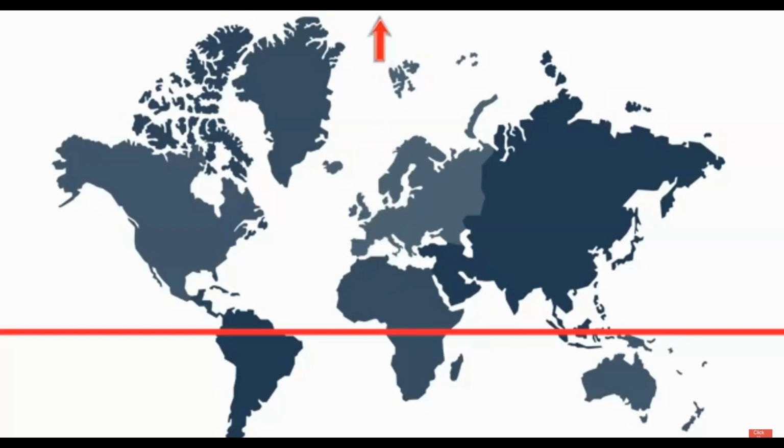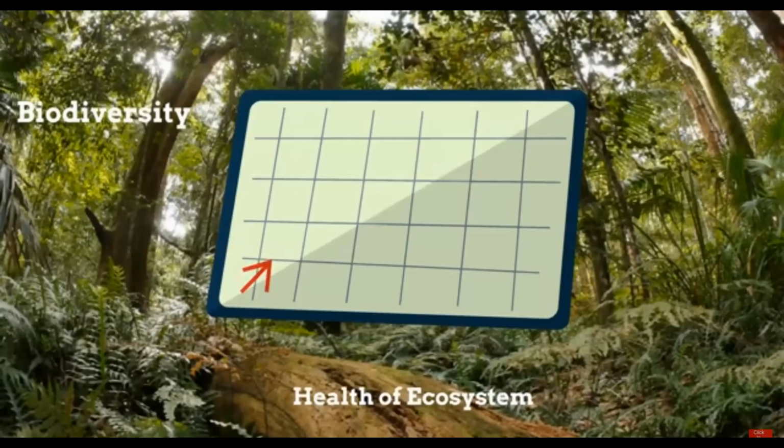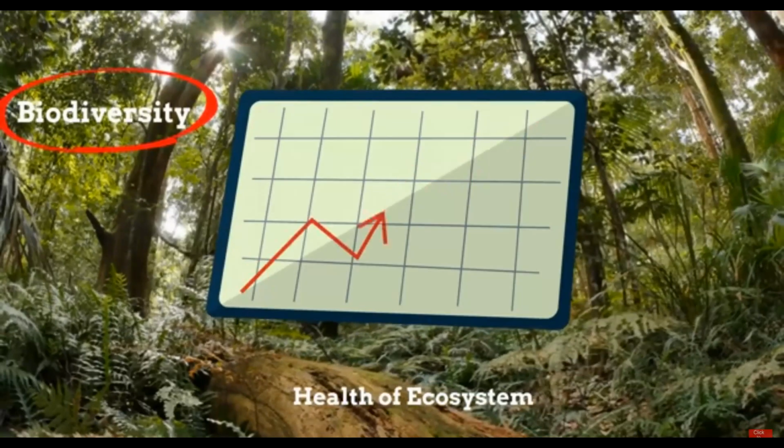So in summary, as the variety of life goes up in an ecosystem, biodiversity increases and the health of the ecosystem also goes up.